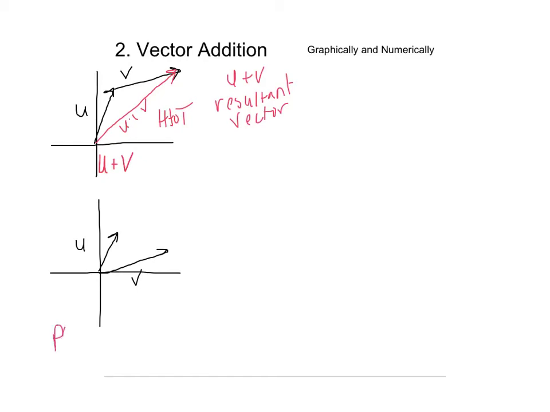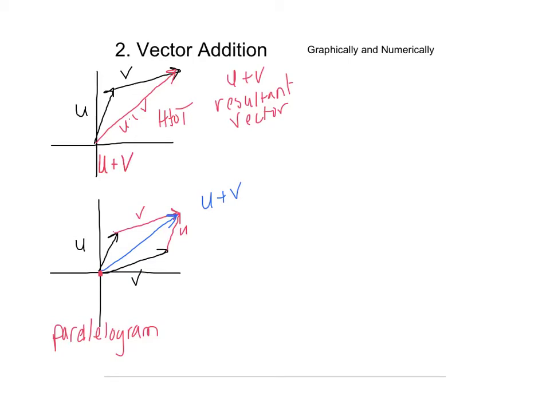The other method, the one they outline in your book, is called the parallelogram method. Here's my u and my v, and they're both in standard form at the origin. So I would write u here, same direction, same length, and then form v here. So this is u, this is v, that's the parallelogram. And then the resultant vector is going to be this one that goes from the origin to here. It's pretty much up to you which one you want to use, but it still makes the resultant vector u plus v. So that's what's happening graphically.